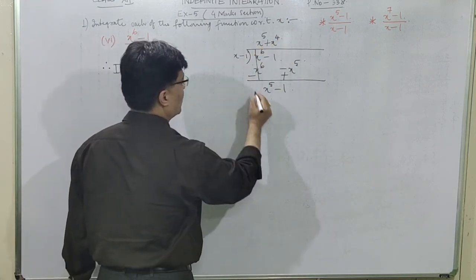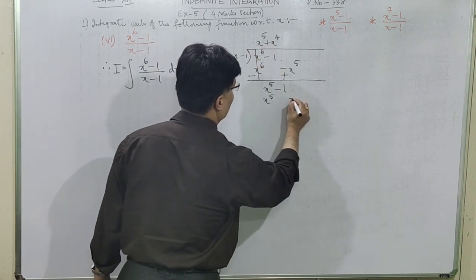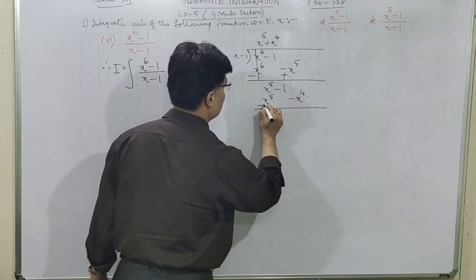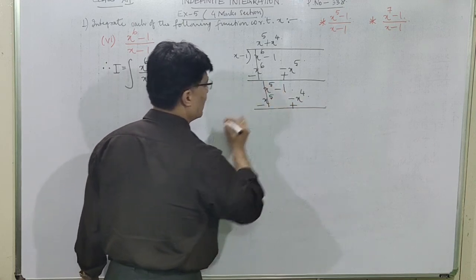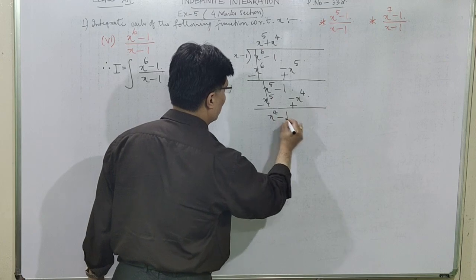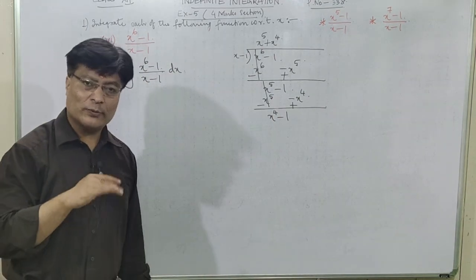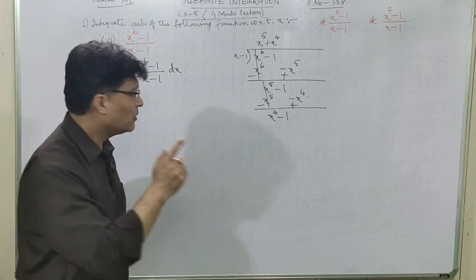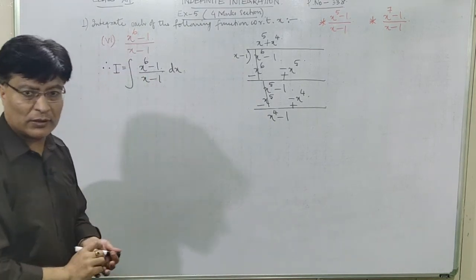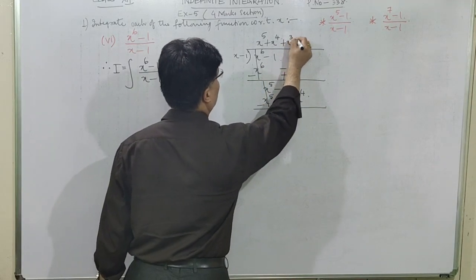So x to the power 4 into x is x to the power 5, then plus into minus, minus x to the power 4. Now you can change the sign. This is minus, this is plus, x to the power 5 gets cancelled. So now this will be x to the power 4 minus 1. Okay. Now what will you do now? Again, by which expression will you multiply x to get x to the power 4? Plus x cube.